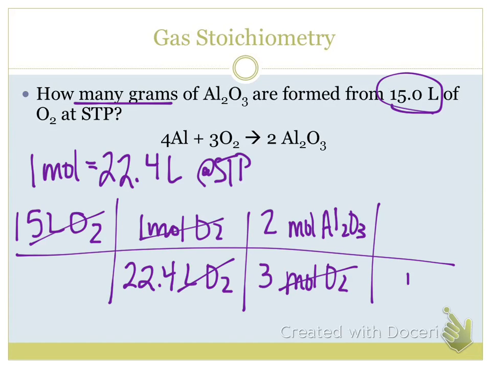Now my last step goes from moles of aluminum oxide to grams of aluminum oxide. Moles always gets the 1, so we need to calculate the molar mass of aluminum oxide, which is why you need your periodic table. About 102, good. So now we've canceled all of our units. We're in the correct unit that we need. So we're going to multiply across the whole top, divide by the whole bottom.